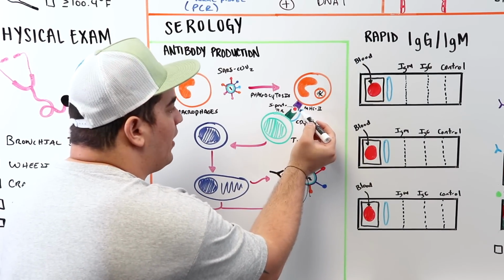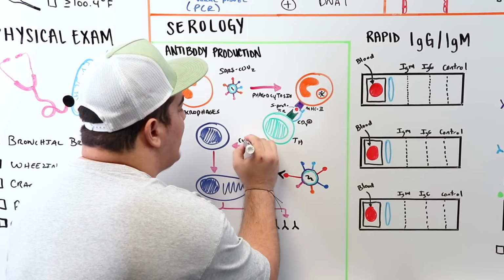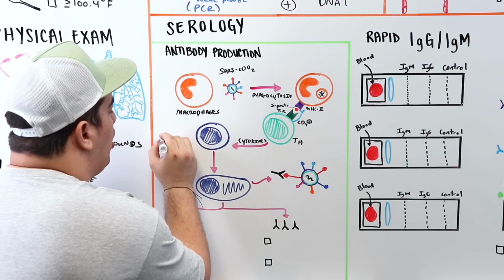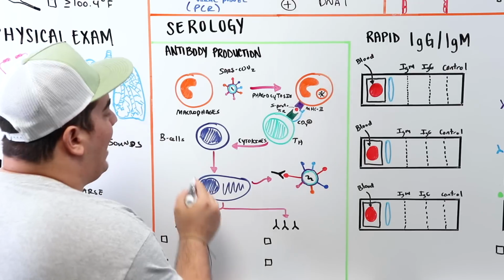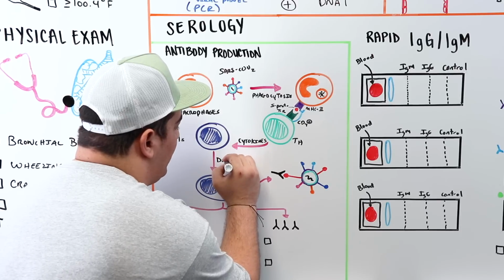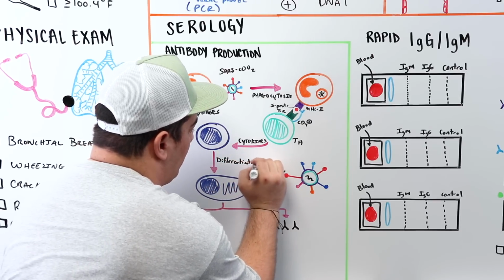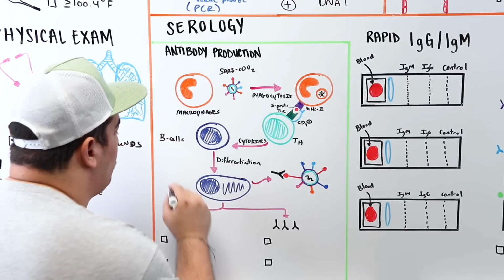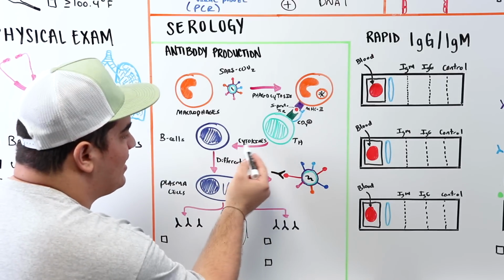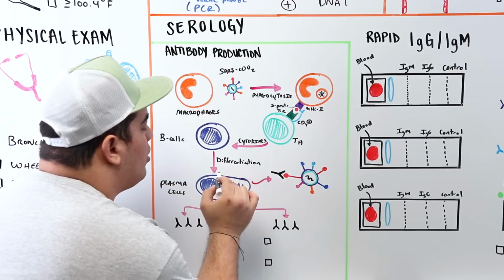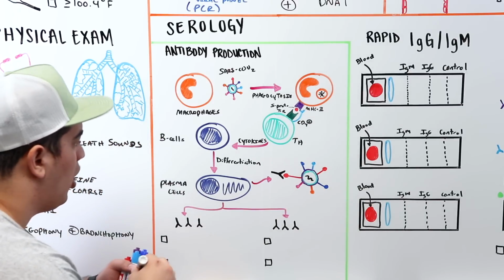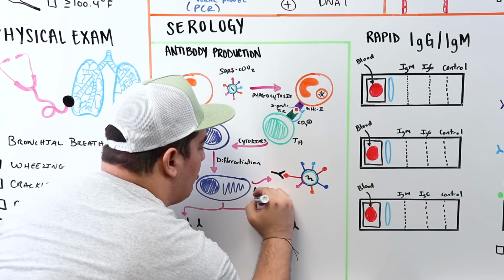When these two interact perfectly, it triggers the T helper cell to release a massive amount of cytokines, specific types of interleukins. These cytokines alert our B lymphocytes and tell the B cells to start proliferating and differentiating. This differentiation converts the B cells into plasma cells. And these plasma cells are very specific because the cytokines, not only do they trigger proliferation and differentiation, they also stimulate the plasma cells to start making antibodies. So it triggers what's called antibody production.